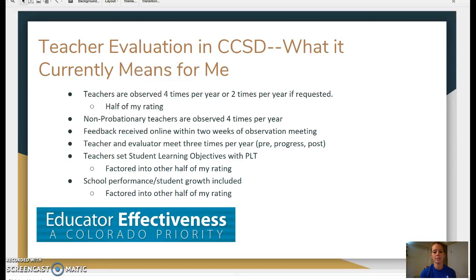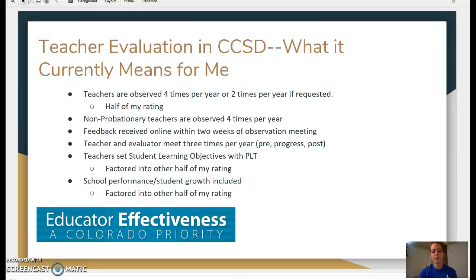We set that with our PLT. If the students don't meet those objectives that we set, it's fine. It does not affect my rating at all. The evaluators use that. They basically grade our process, how we came up with the goal, what rubrics we're using, how we're measuring, how often we're measuring, formative assessments, reflection, and remediation and extension. So the process is what is graded, not the actual did the students get there or not. And then the school performance is rated, and that's the other half of that second part.